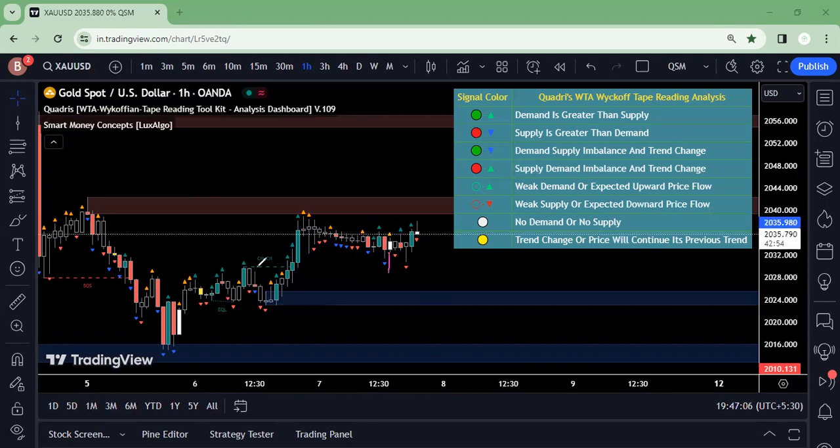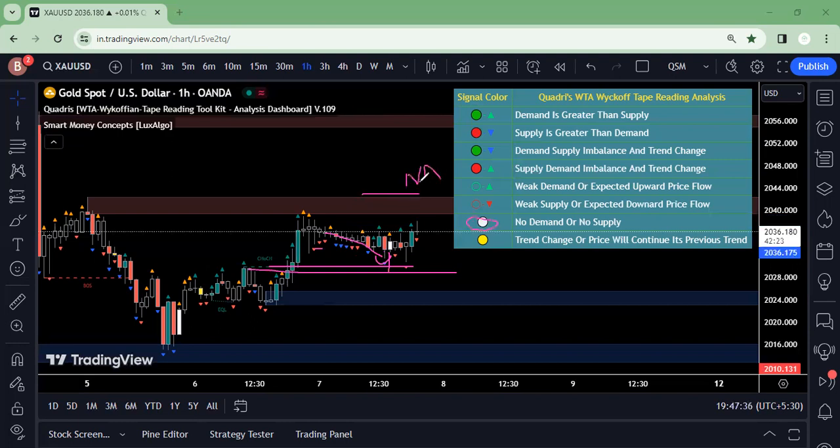Why no supply bar? Here I have a white circle plotted on the chart underneath the signal color column. So this is no supply in context of the previous supply, because we are pulling back to the level. So that's the reason I am defining this as a no supply. If this bar appears on the resistance, then this is called as no demand.